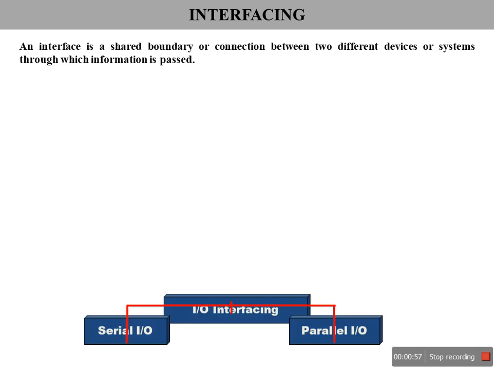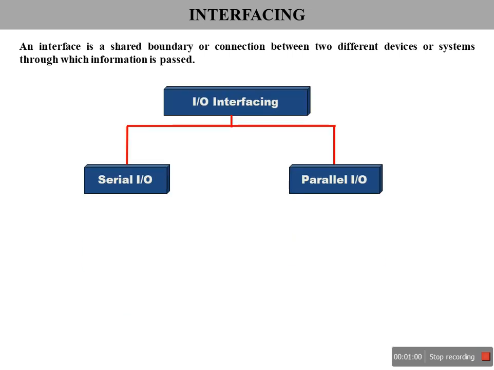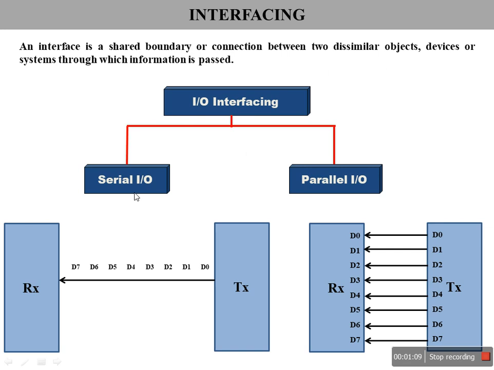That is an interface, and in general the I/O interfaces can be classified into serial I/O interface or parallel I/O interface. As the name says, in the serial I/O interface, the two devices will be communicating with each other serially, that is bit by bit. So if you take a transmitter and this side is a receiver, the transmitter will be transmitting data one bit each time, maybe say from D0 to D7. If it is 8-bit wide data, then each bit will be transmitted from the transmitter to the receiver, and the receiver will be receiving data bitwise.